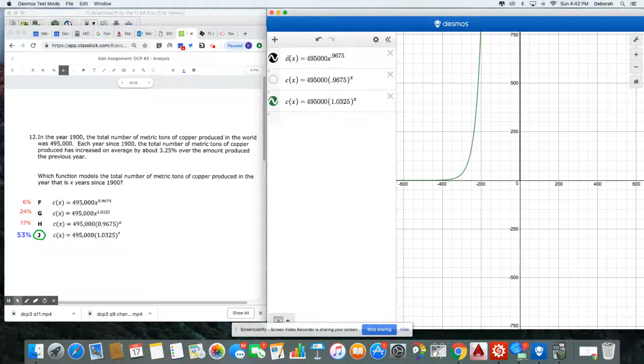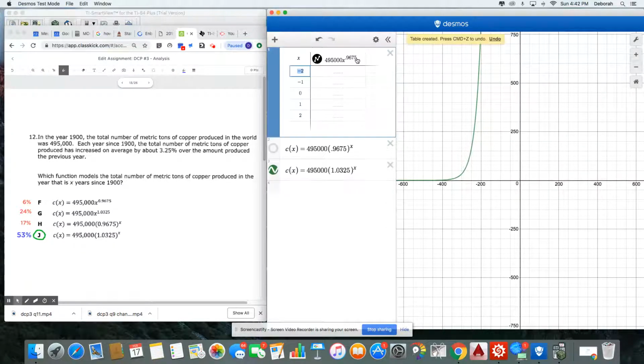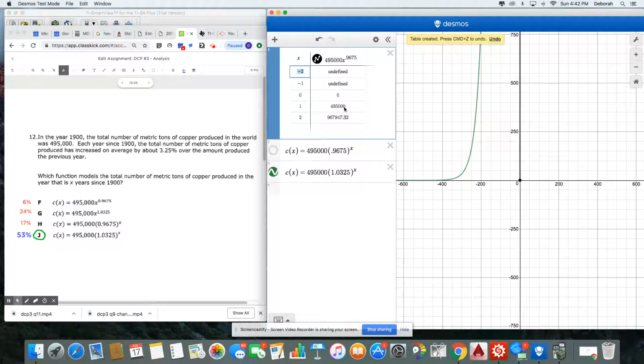Then if I want to look at my last new math, just to make sure, I'm going to do the same thing, change it to a Y equals, convert it to a table. And when I look, again, almost a million, more than doubled. That's not a 3% increase. So I know that that cannot be the correct answer.